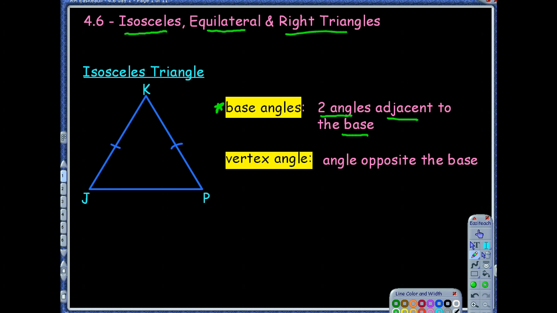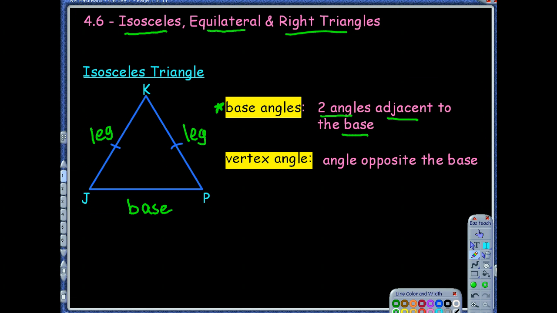These are 2 angles that are adjacent to the base. Before we can label that in this picture, going back to the very first day of this chapter, we talked about an isosceles triangle having at least 2 congruent sides. What do we call those 2 congruent sides? We called those the legs. So this is a leg, and this is a leg. And the base was the side that was not a leg, in other words, the non-congruent side.